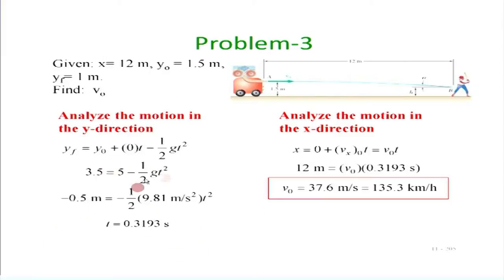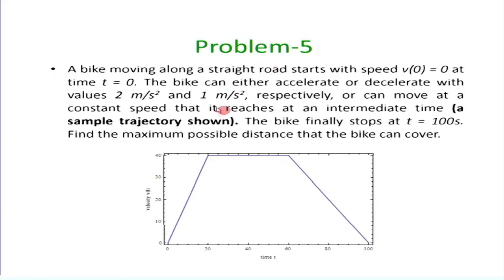So you will get what is the time, and in the x direction, x is equal to 0 plus vx 0t is equal to v naught t, okay, and then solve this equation, because this distance is given to us, and the velocity in the horizontal direction remains constant. So 12 meter is equal to v naught into this time, and you immediately get what is v naught. So very straightforward problem.